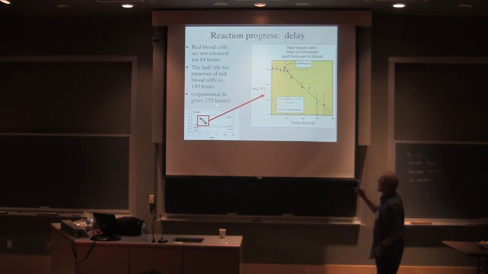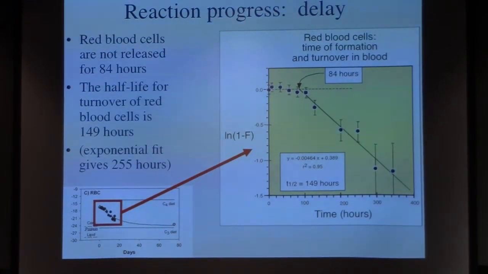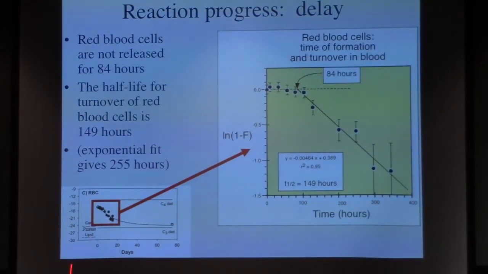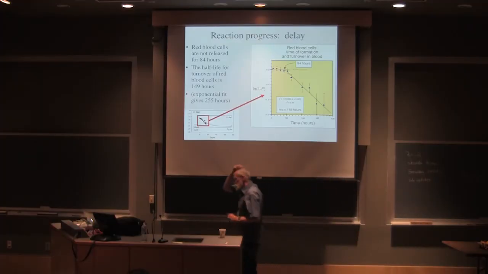So this tells us that this 255 hours actually is 2 different things. There's this delay. We can actually use this to figure out how long on average it takes to actually make blood cells and what the true half-life is. Okay? So we went through the literature and we found that every single bird experiment had missed this.